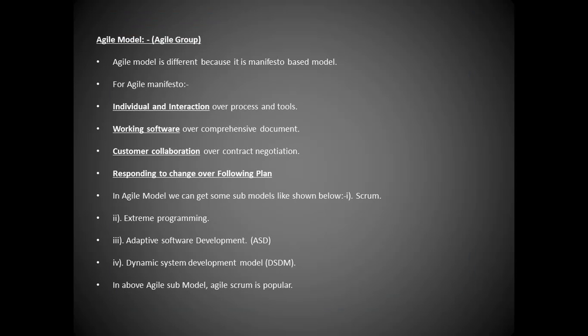Another one is the Agile model. Most of the market is in Agile, Agile is in boom now itself. Most of the projects are going in Agile itself. The Agile model is different because it is a manifesto based model. For the Agile manifesto: individuals and interaction over the process and the tools. Working software over comprehensive documentation itself.